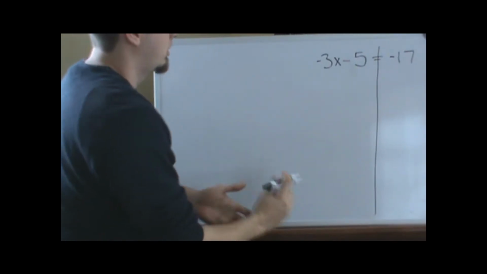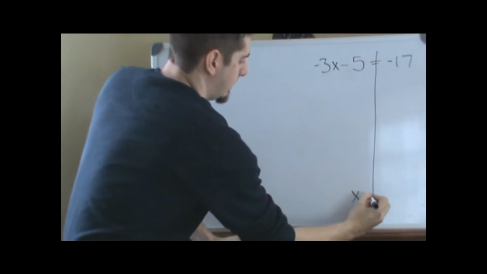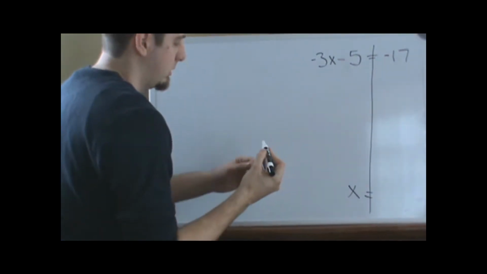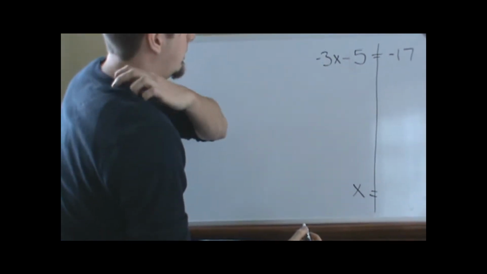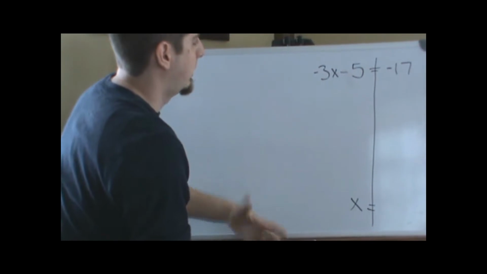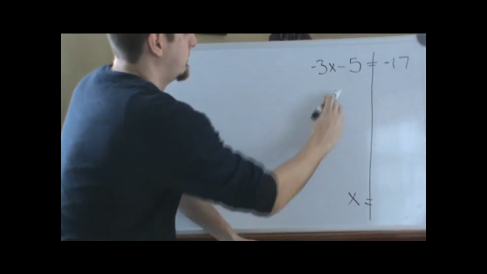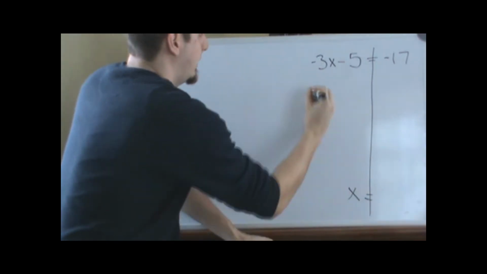So again, you're going to solve for x, so we need to know what x is. That's our ultimate goal. First number you want to get rid of is the minus 5, because it's by itself. There's no variable attached to it. So the opposite of subtract 5 is add 5.